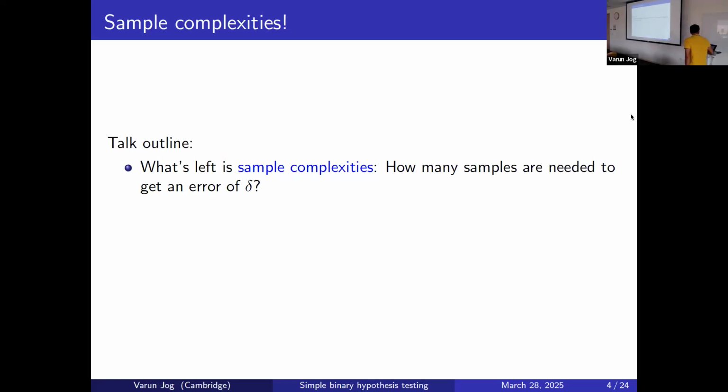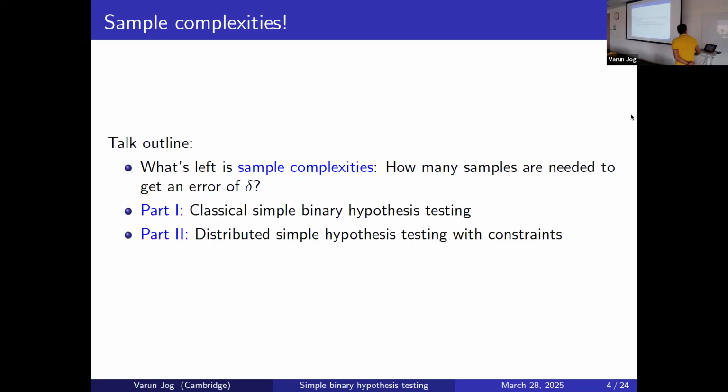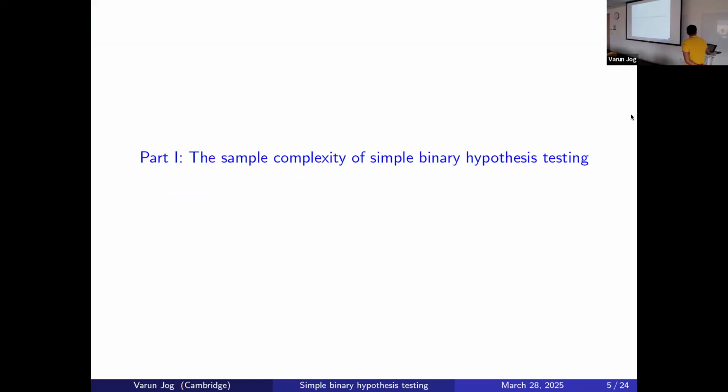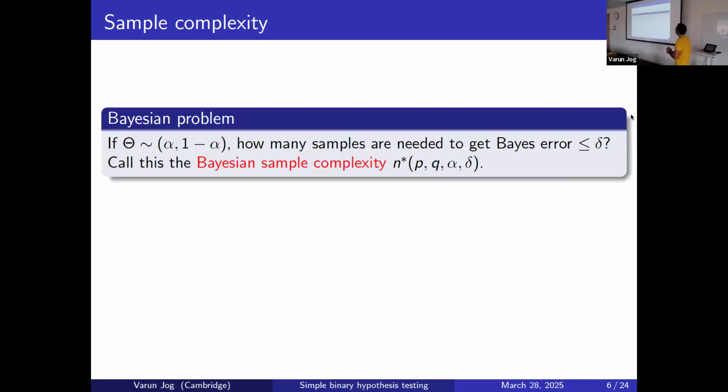All right. So the talk will have two parts. One will be the classical problem that I just described, and then the second part will be a bit more modern compared to the earlier version of this problem, which will be about distributed hypothesis testing. Okay, so let me start with the first one, the sample complexity of simple binary hypothesis testing, the problem that I just mentioned.